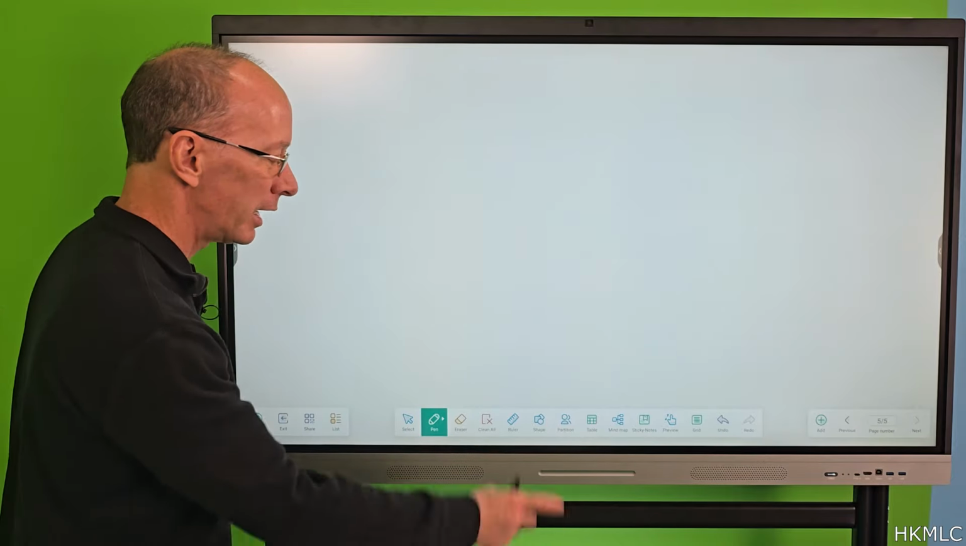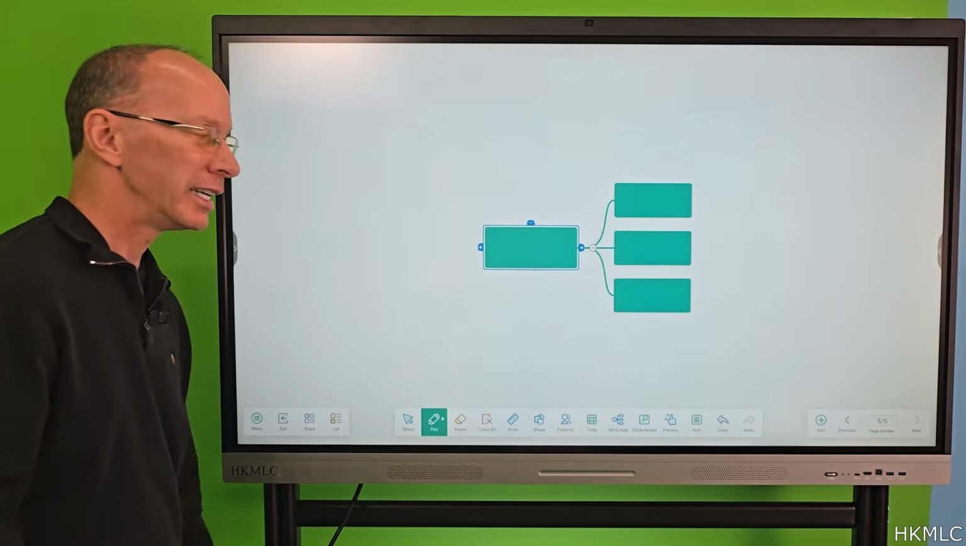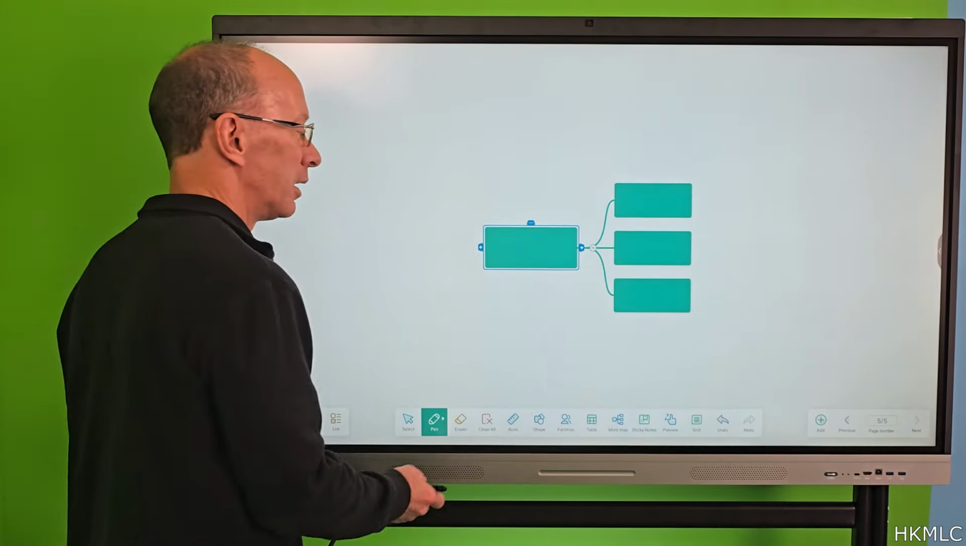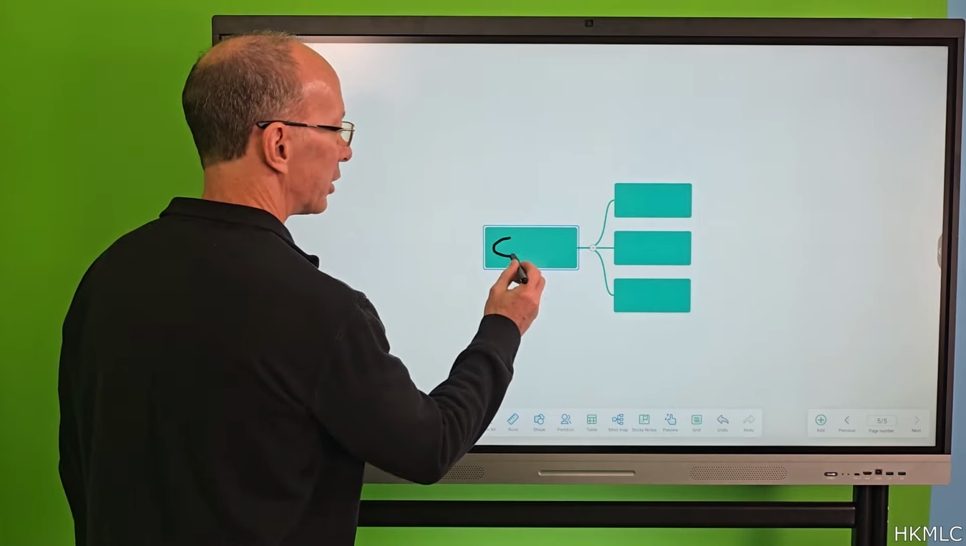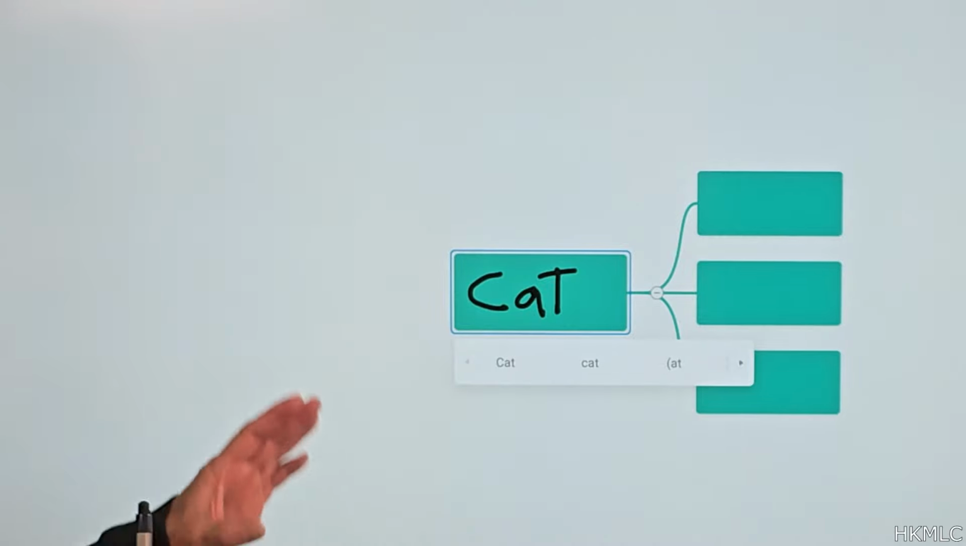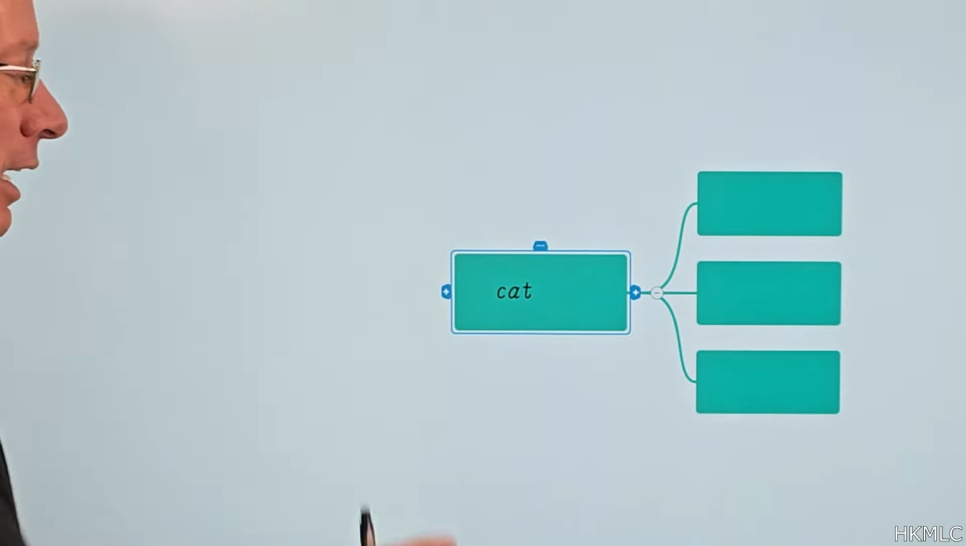All right, let's go ahead and take a look at a mind map. This is really interesting. So let's say I'm going to be talking about a cat. Not sure why I said cat, and you'll notice, boom, it has that smart writing in there already. So I don't have to go to that.